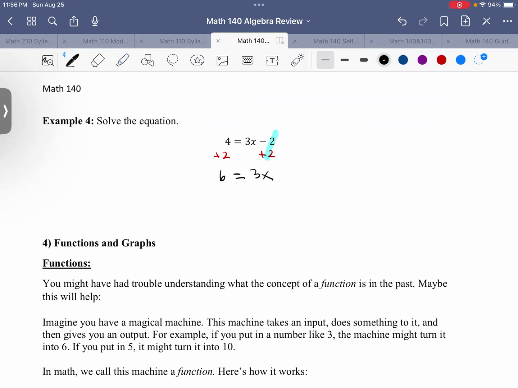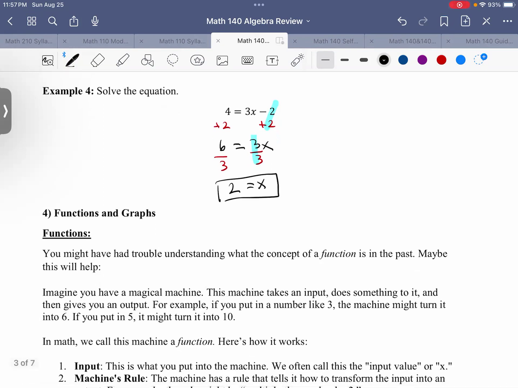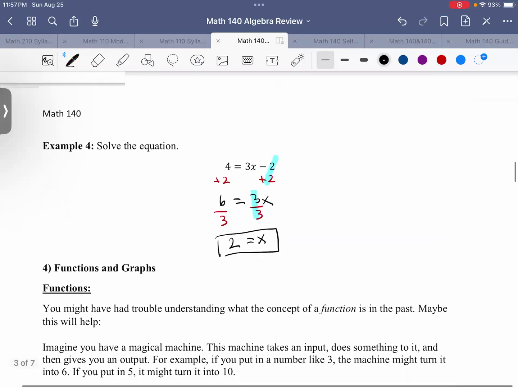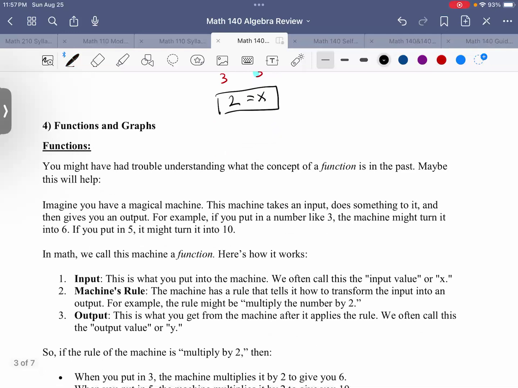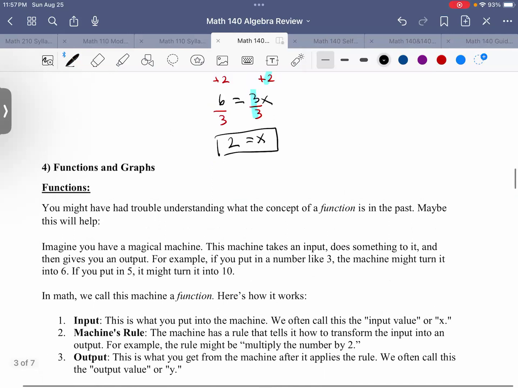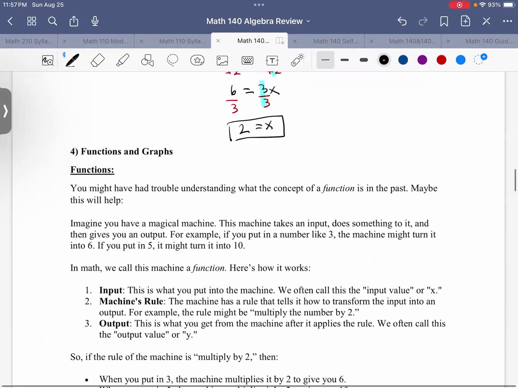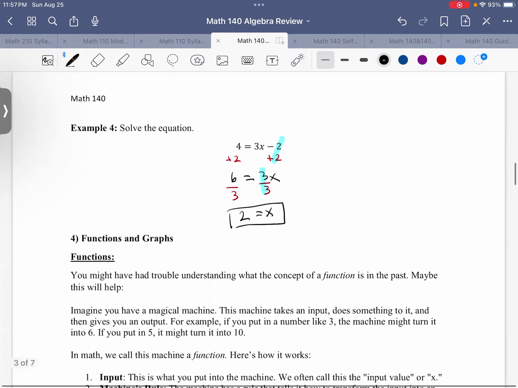It's going to be 3x. I still need to get x by itself. So what's the opposite of 3 times x? How about divided by 3? We did that because that cancels out. And now what we have is x equals 2, since 6 divided by 3 is 2. And that is solving the equation. Make sure if you're getting a little lost, pause the video, rewind it, and go at your own pace. But that is solving the equation.